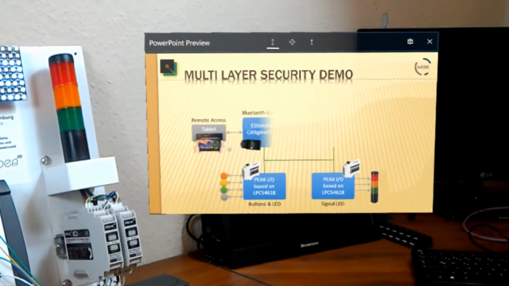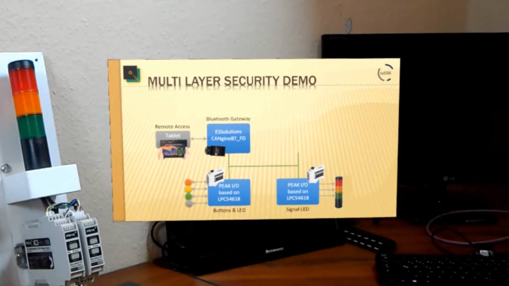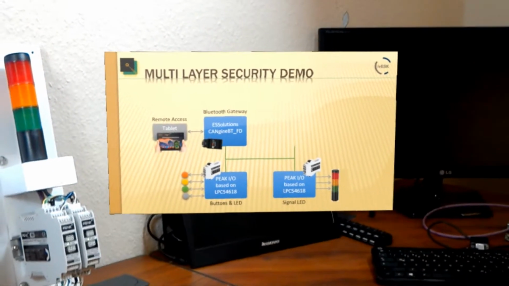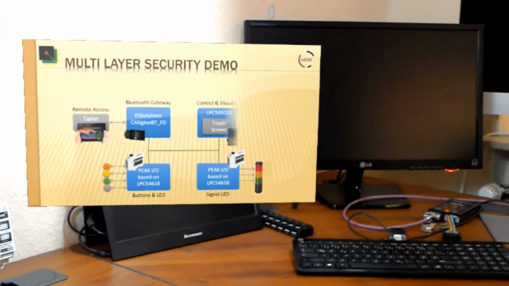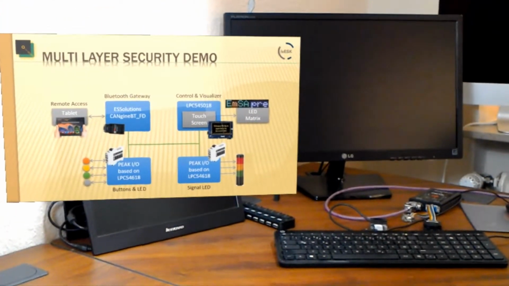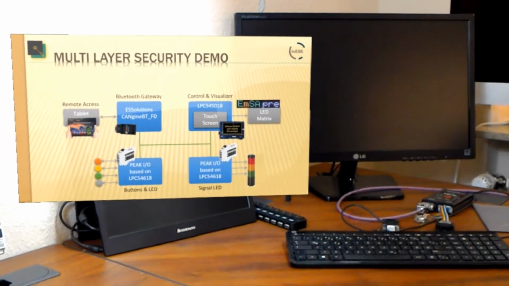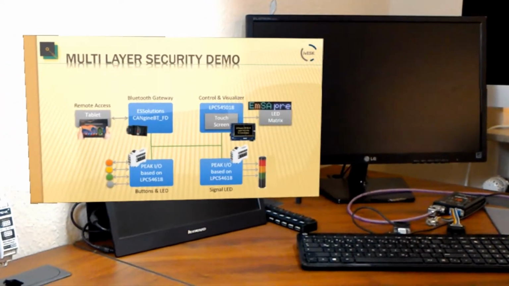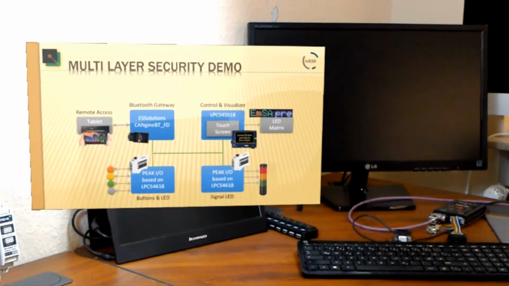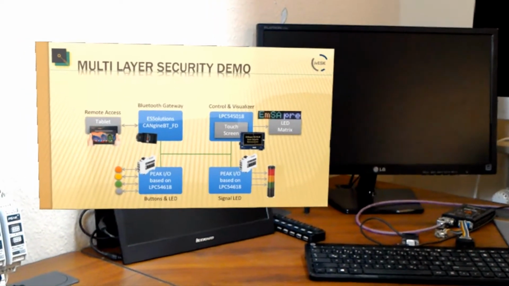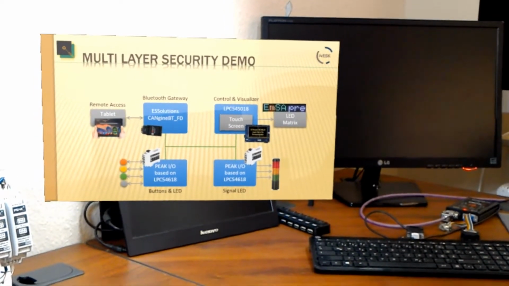And then we have an Android tablet connected via a Bluetooth gateway. So, a Bluetooth connection to CANopen. And then we have a control and visualizer module based on the NXP LPC54S018. The S is for extra security, so there are, for example, features like an AES encoding engine in here.